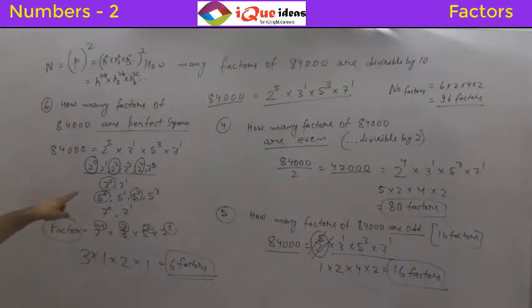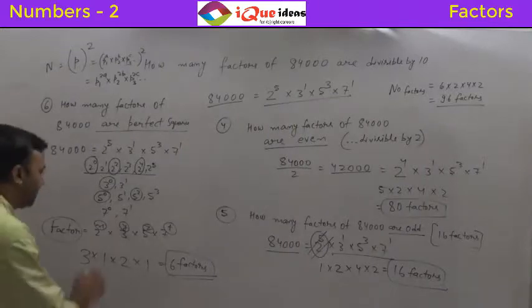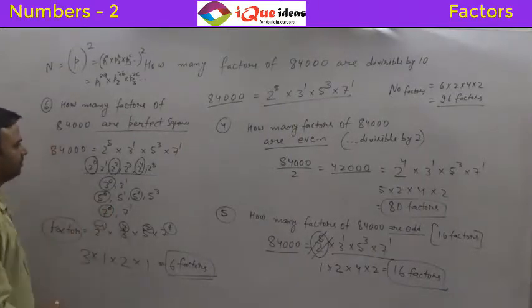But out of that, only 3 raised to 0 will suit the criteria of perfect square, so only 1 possibility for 3. Similarly, for 5, there are total 4 possibilities, but out of them, only 2 are even power possibilities. So 2 possibilities. For 7, there is only 1 possibility. So we have 3 into 1 into 2 into 1, that is 6 factors. I hope you understand this.